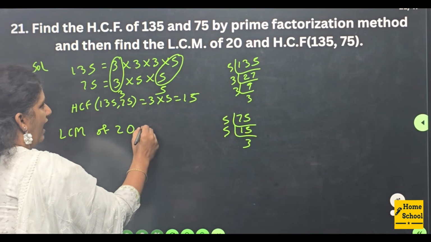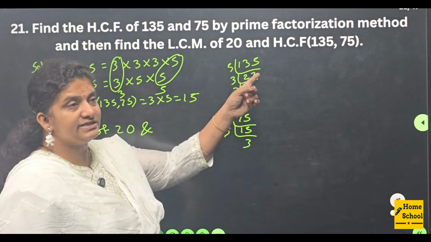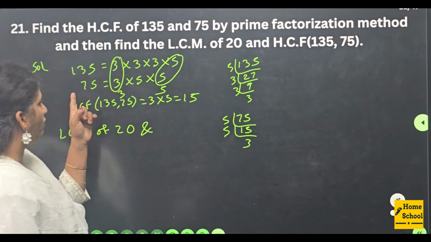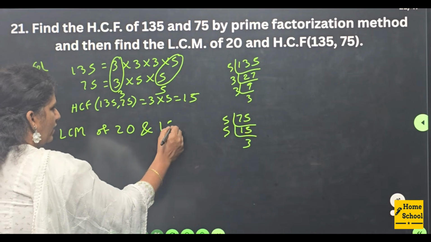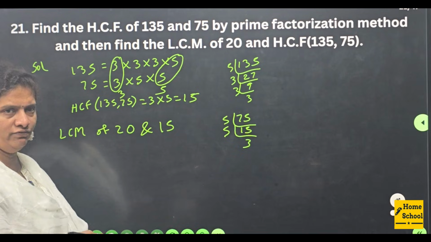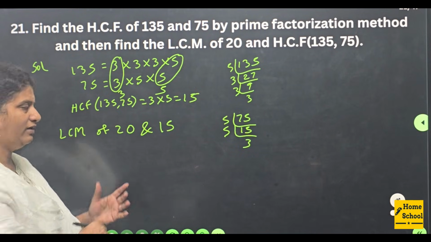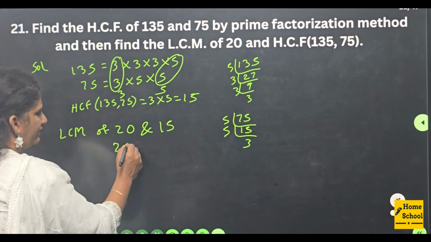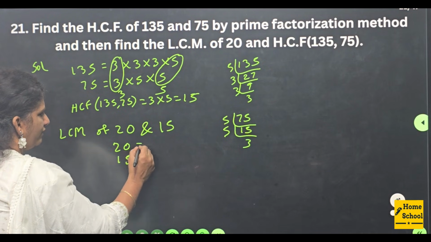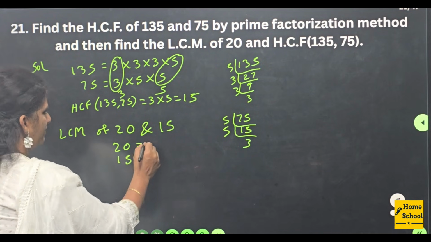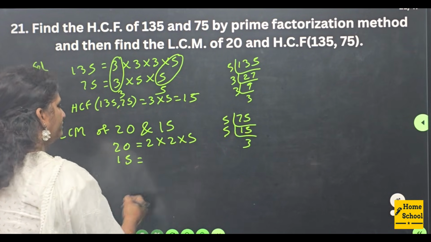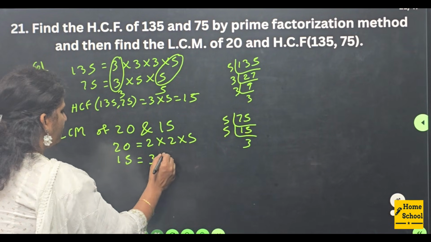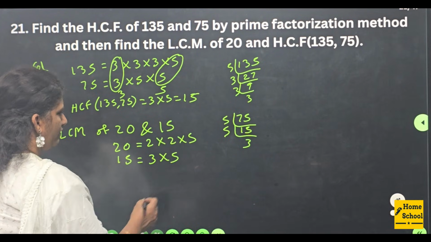LCM of 20 and HCF of 135 and 75, what did we get? That is 15. Now for these two, I need to find the LCM of 20 and 15. Again split in the form of factors. 20 and 15, write in the form of factors: 2, 2, 5. And this one, 3 into 5.